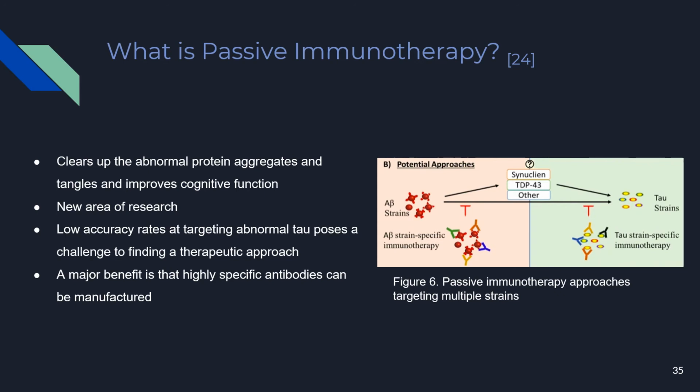One of the greatest challenges in finding a therapeutic is due to the low accuracy rates at targeting abnormal Tau. On the other hand, a major benefit of passive immunotherapy is that highly specific antibodies can be manufactured to target strains of the desired abnormal protein, which is currently the main focus on developing a therapeutic.